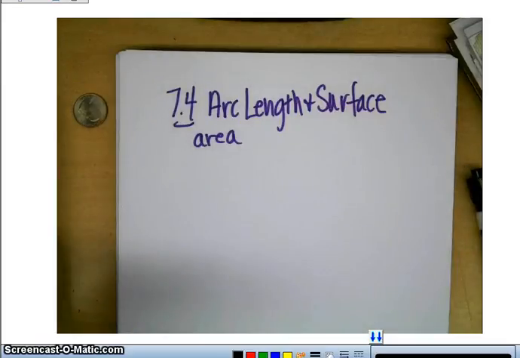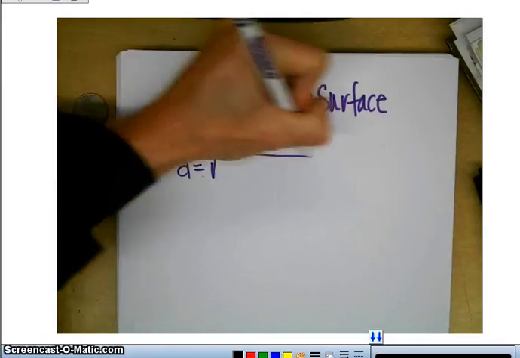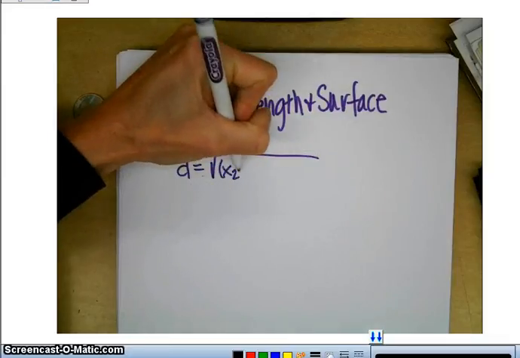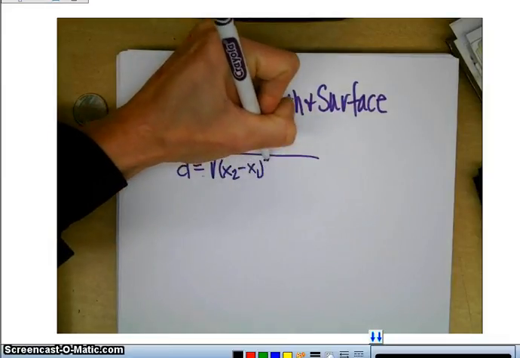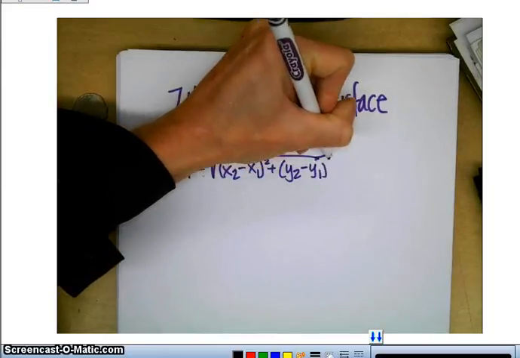Arc length is based on the distance formula. D equals the square root of x2 minus x1 squared plus y2 minus y1 squared.